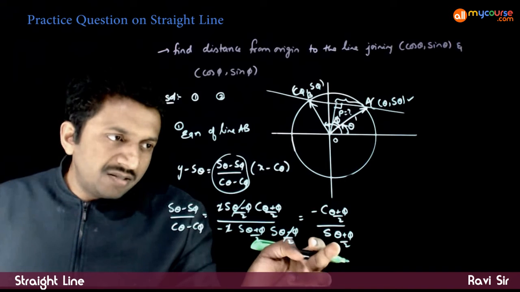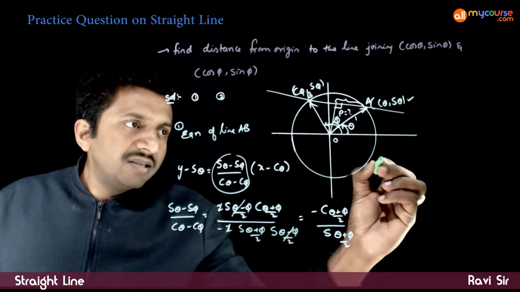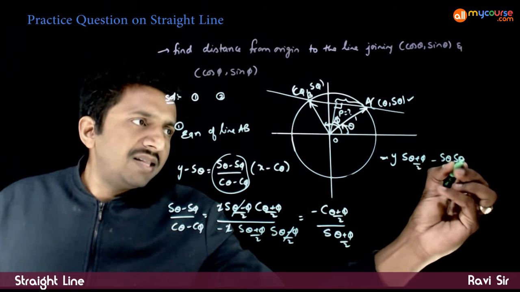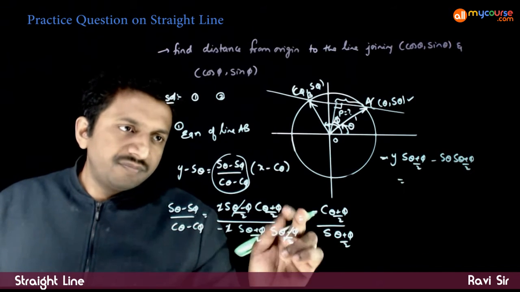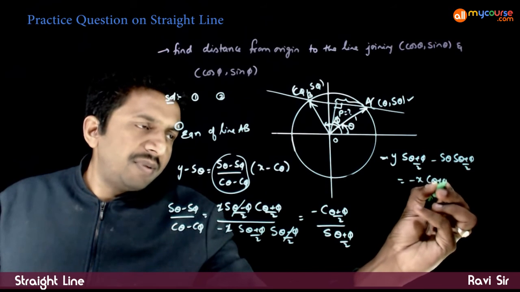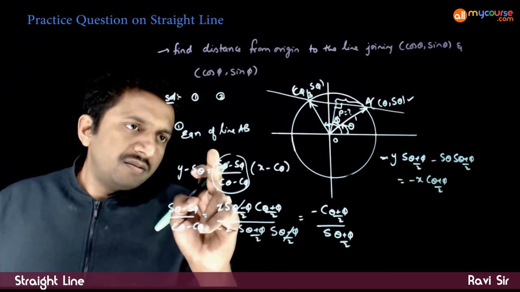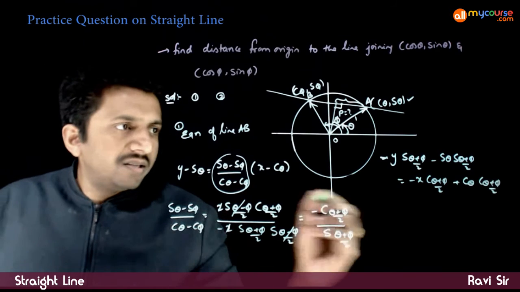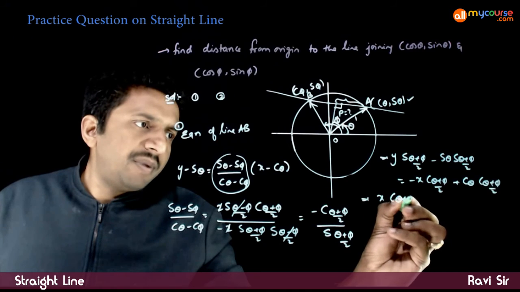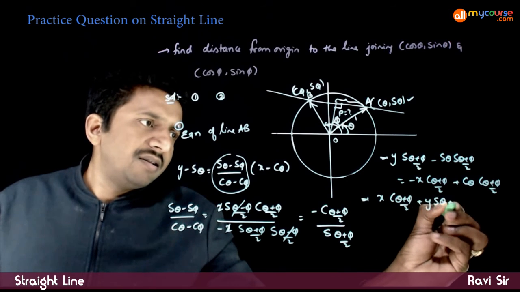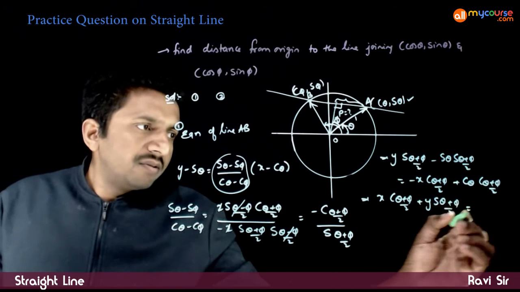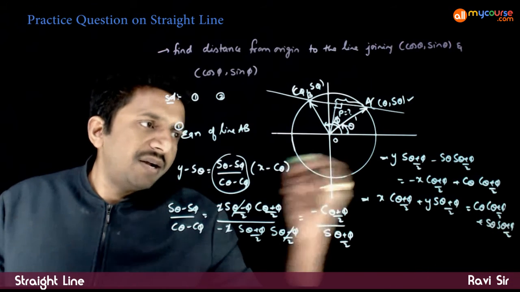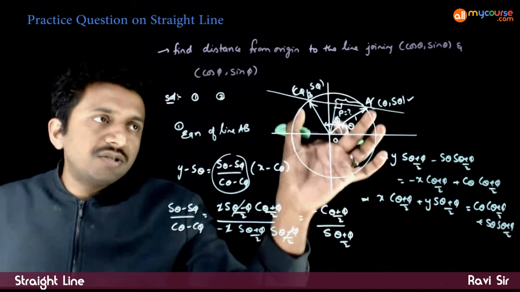If you substitute this here, and sin of (theta plus phi) by 2 goes onto this side, then y sin of (theta plus phi) by 2 minus sin theta times sin of (theta plus phi) by 2 is equal to minus x times cos of (theta plus phi) by 2 plus cos theta times cos of (theta plus phi) by 2. This implies x cos of (theta plus phi) by 2 plus y sin of (theta plus phi) by 2 is equal to cos theta times cos of (theta plus phi) by 2 plus sin theta times sin of (theta plus phi) by 2. This is the equation of this line.